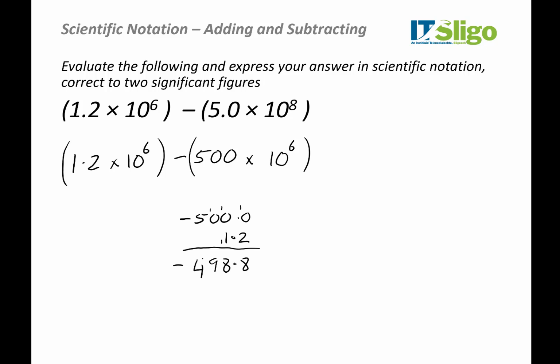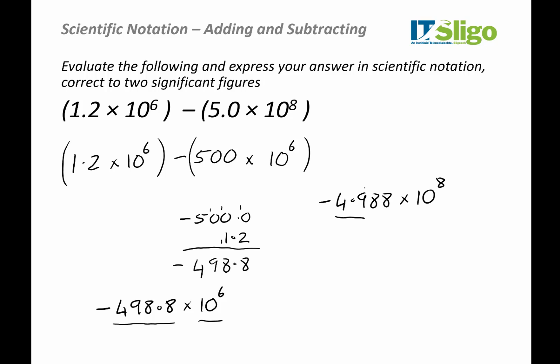So the number bit will now give me minus 498.8 by 10 to the power of 6. First thing I'm going to do is adjust it to scientific notation, minus 4.988. This side has got smaller, so this side must get bigger by a factor of 100. Hope that makes sense. And now, guys, the question asks, express your answer correct to two significant figures.